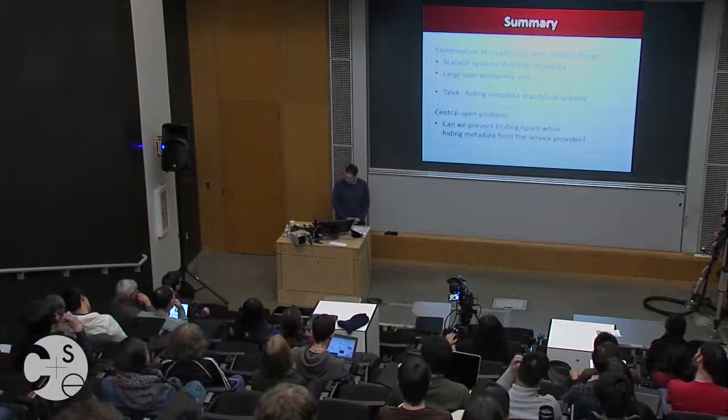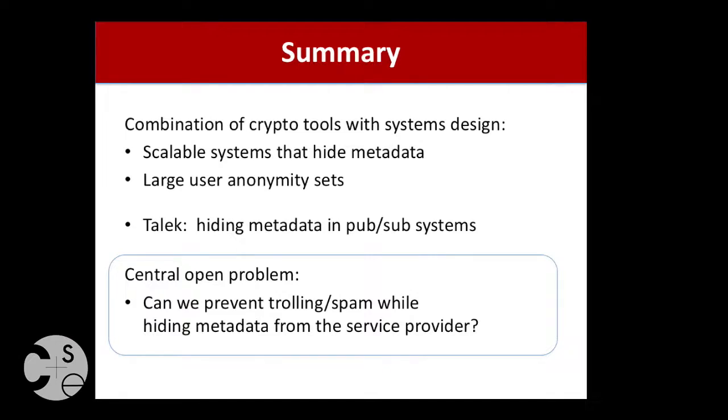And so just to summarize, to conclude, the point here is to say that in fact using very cute, very, very nice, elegant crypto tools and system design, you actually can hide very scalable systems that support lots of users and hide metadata. You can have large anonymity sets. This idea that anonymity sets have to be very small is not quite accurate these days.